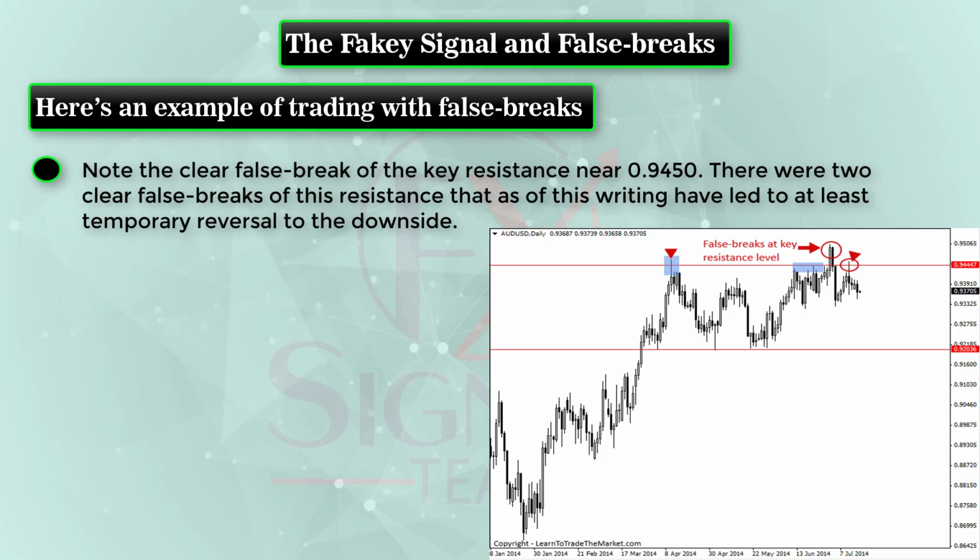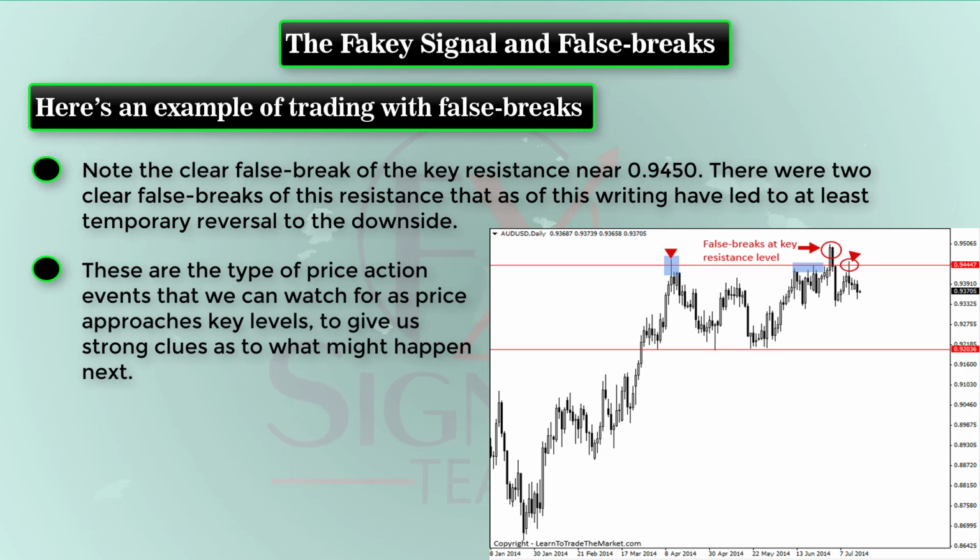Note the clear false break of the key resistance near 0.9450. There were two clear false breaks of this resistance that, as of this writing, have led to at least temporary reversal to the downside. These are the type of price action events that we can watch for as price approaches key levels, to give us strong clues as to what might happen next.